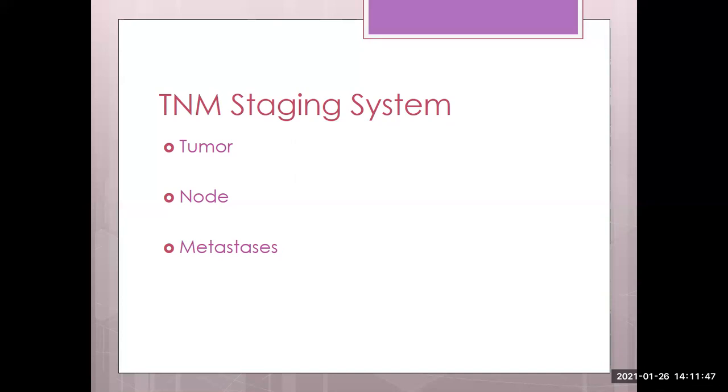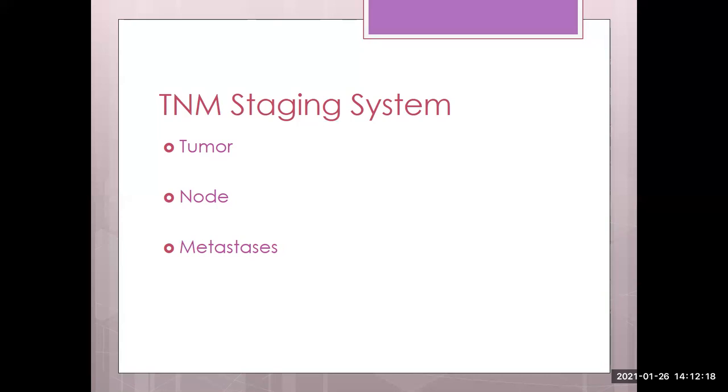So anything that is an X has not been or can't be assessed. So for example, an NX would mean for lymph nodes that no diagnostic test was done to determine if lymph nodes were involved. So yeah, we tested the cells, we tested the tumor, but they didn't test the lymph nodes. So that would be an NX, for example.